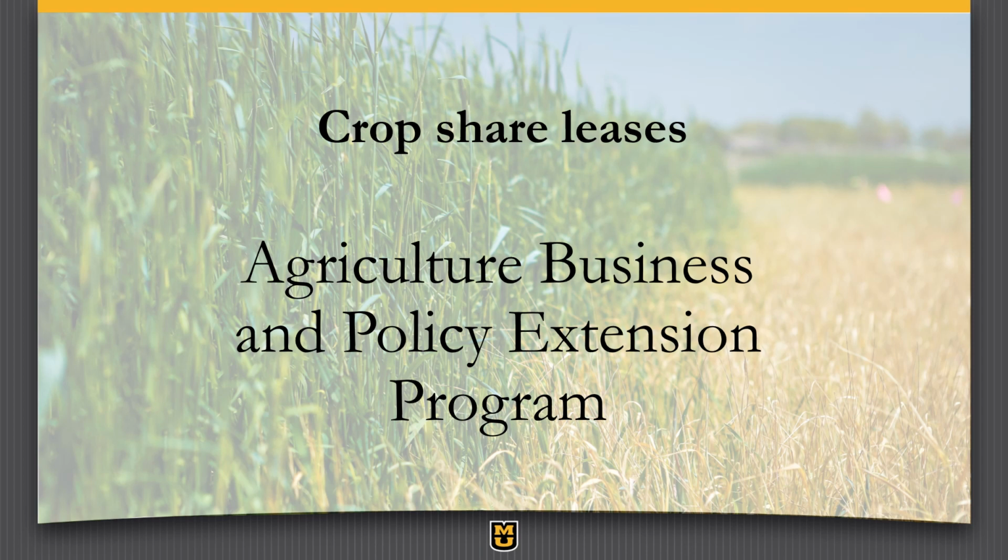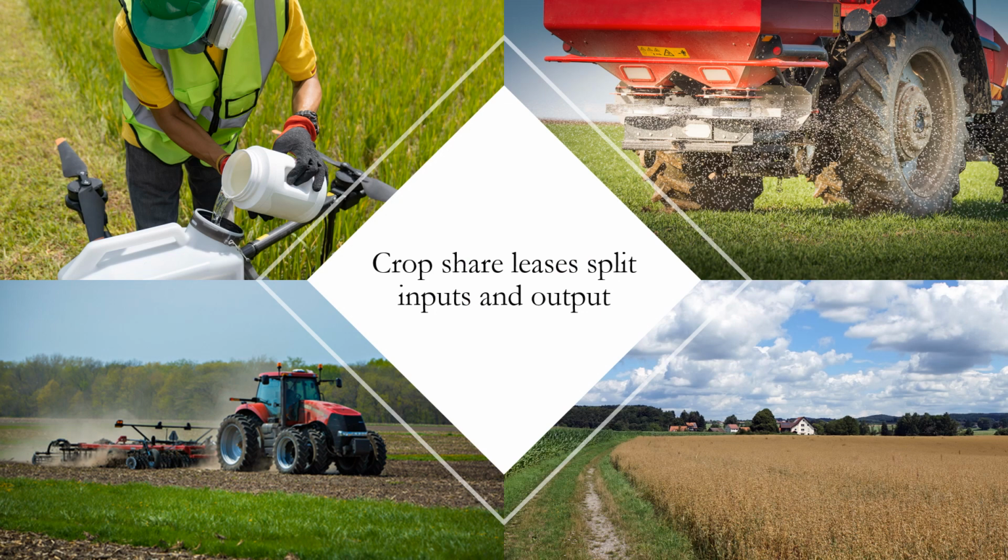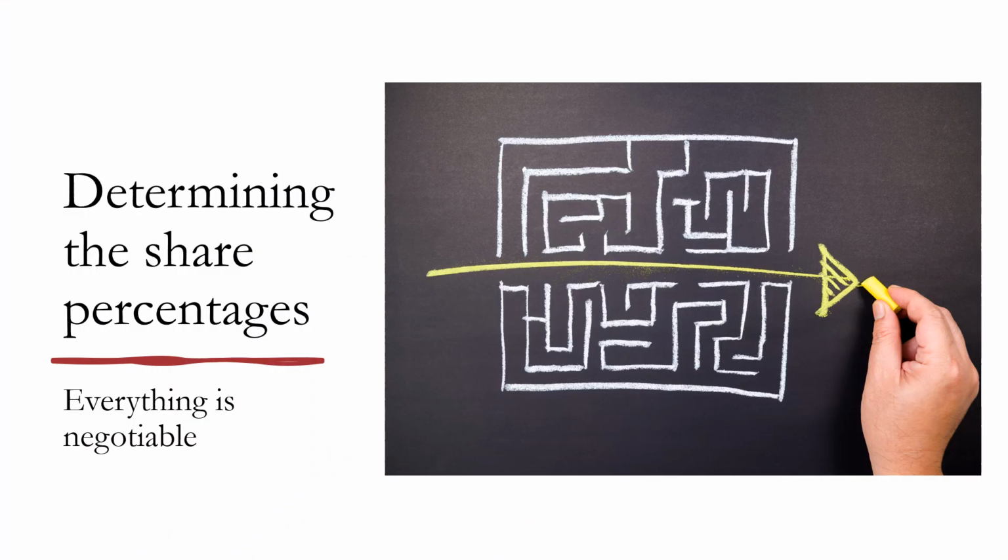This video, created by the University of Missouri Agricultural Business and Policy Extension Program, provides information about crop share leases. A crop share lease is one where the landowner and the tenant split the crop produced in proportion to their share of contributed expenses. Determining the particular split of crop yield and of some expenses follows a simple process. But that process may be complicated by local custom.